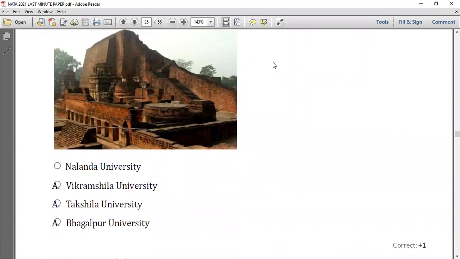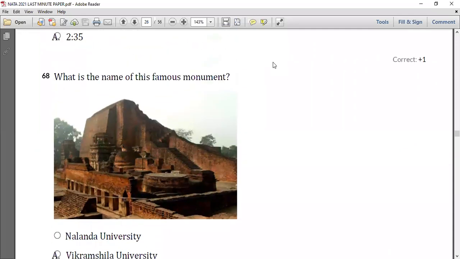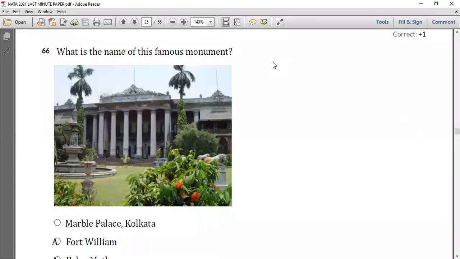You might get some questions on identifying the sites and all, and this is of the Nalanda University. Okay.